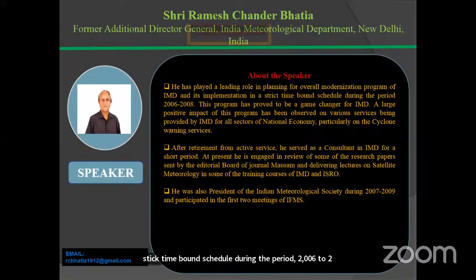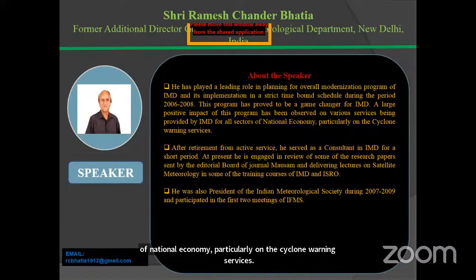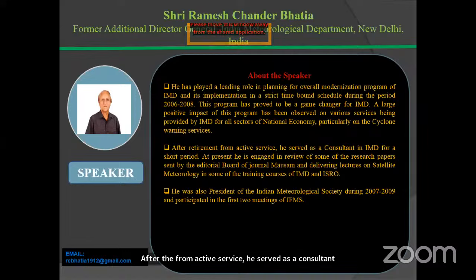This program has proved to be a game changer for IMD. A large positive impact of this program has been observed on various services being provided by IMD for all sectors of national economy, particularly on the cyclone warning services. After retirement from active service, he served as a consultant in IMD for a short period. At present, he is engaged in review of some of the research papers sent by the editorial board of journal Mausam and delivering lectures on satellite meteorology in some of the training courses of IMD and ISRO.